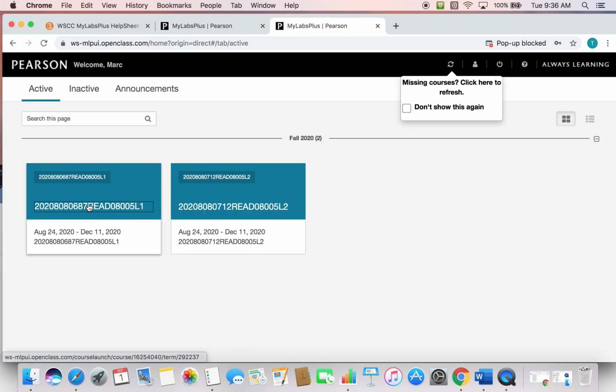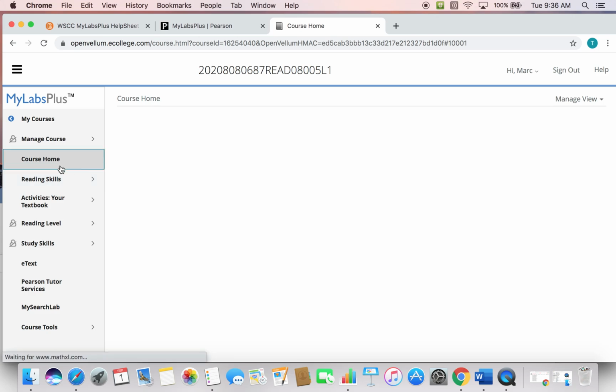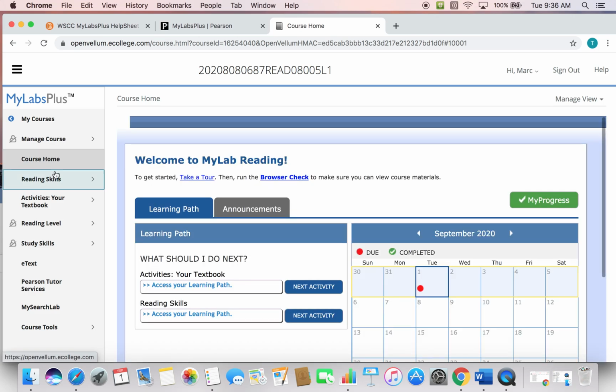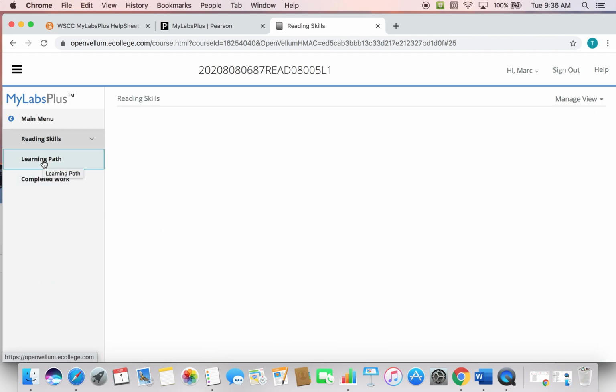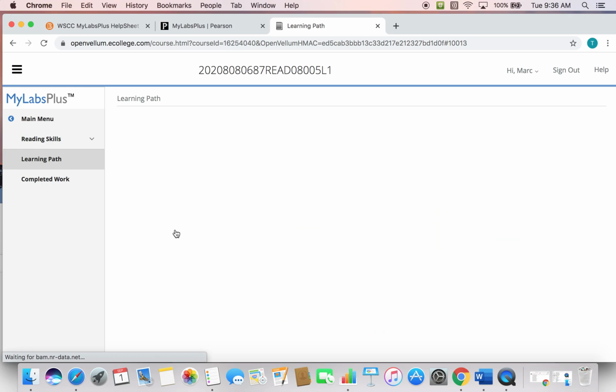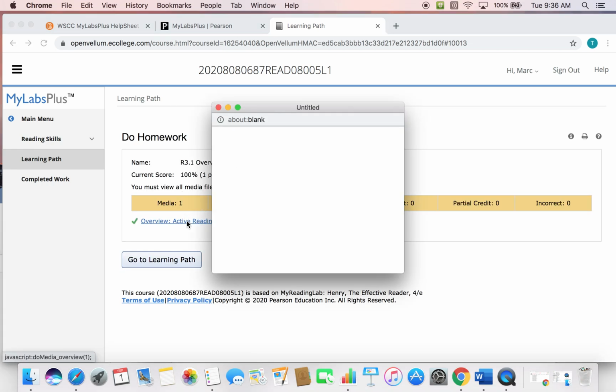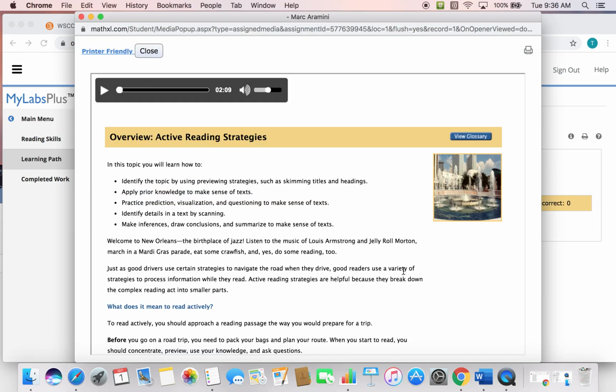You will probably see a screen, if you can get in, that looks a little bit like this. It'll have course, home, and reading skills. Obviously, you won't have manage course right there. So under reading skills, you're going to go to learning path. Okay. And now, obviously, you'll want to complete these introductory things by going through them.